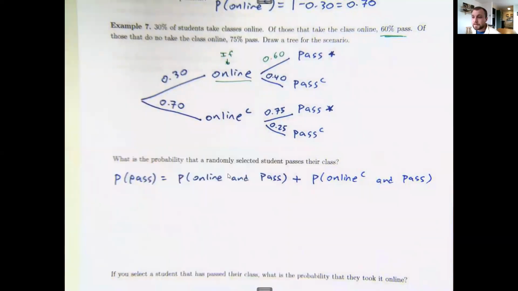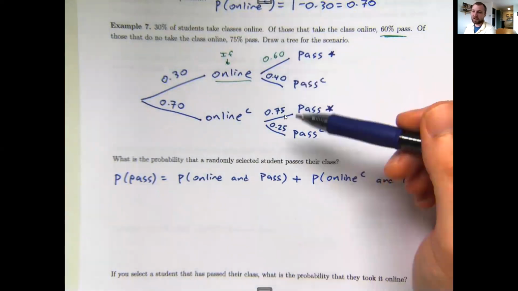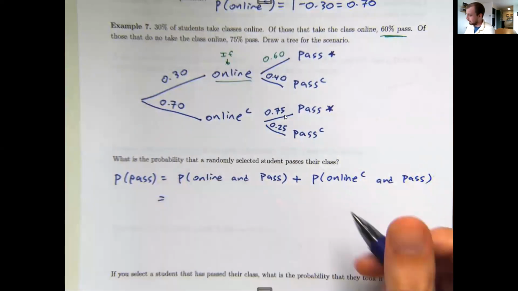Before I try to do any of this in a calculator, let's think about a reasonable estimate for what's going on. 60% of one group passes, 75% of another pass. I'm looking at a weighted average between these. So I'd expect the pass rate to be something between 60 and 75%. Let's use the tree and verify.